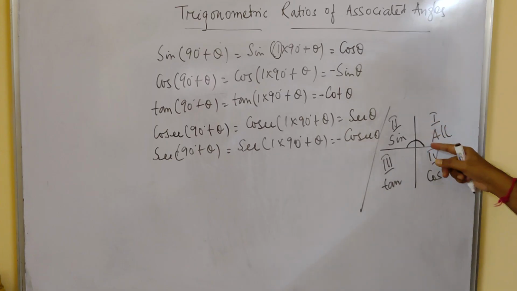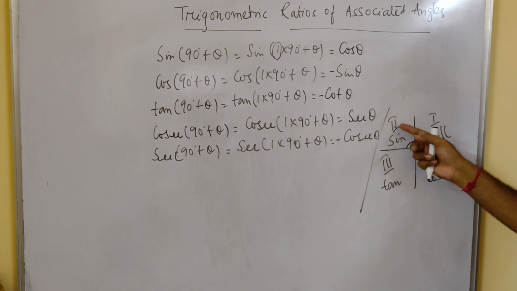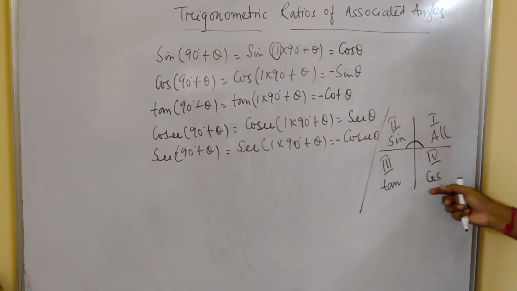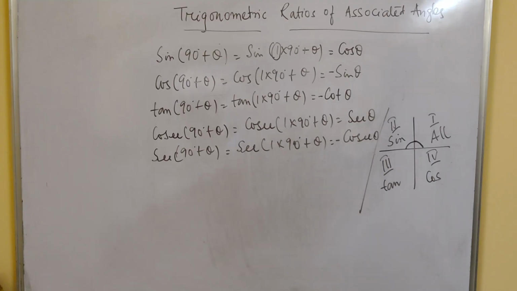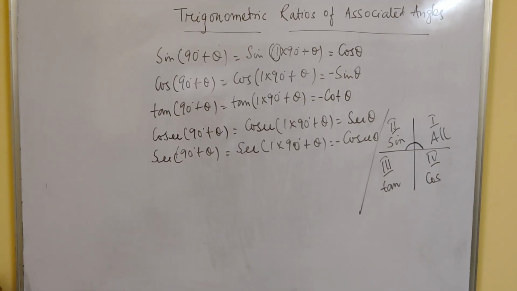If it lies in the first quadrant, all ratios are positive. In the second quadrant, sine and cosec are positive, and in the third and fourth quadrants, tan and cos respectively. As we know, all, sine, tan, cos. Then we evaluate accordingly. So we may easily find the other trigonometric ratios of associated angles like that.